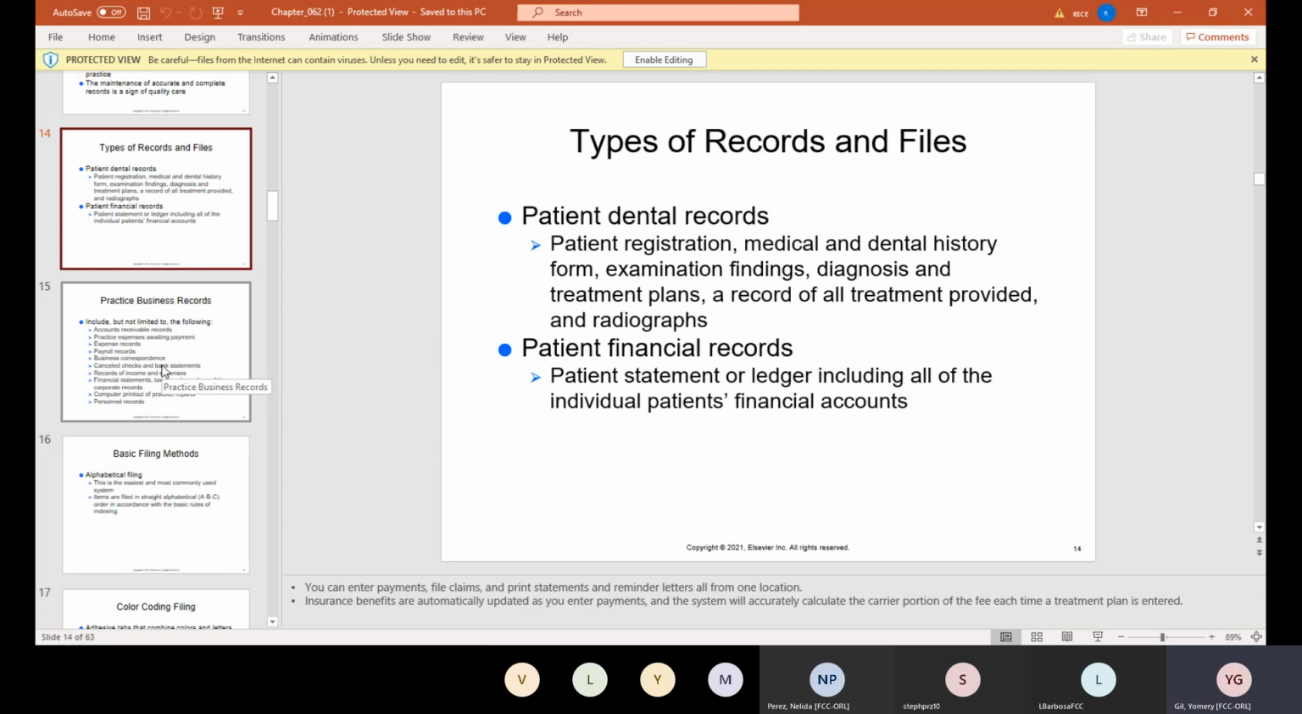Patient financial records. The patient statement or ledger, including all of the individual patient's financial accounts. And I will let you know that the patient's ledger is usually in the computer. This is where you're going to find how much they owe for a treatment, if they put any money down, if they owe money, all of that will be found in the patient's ledger.